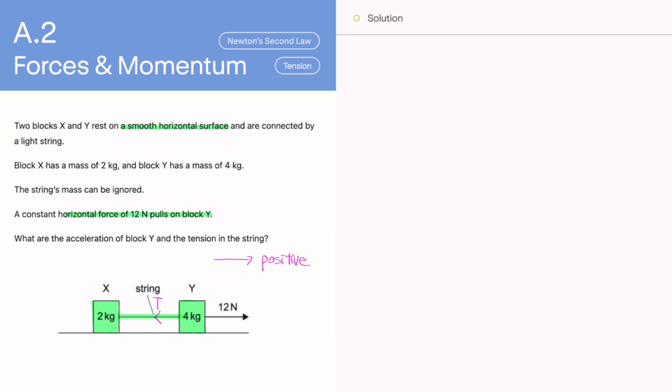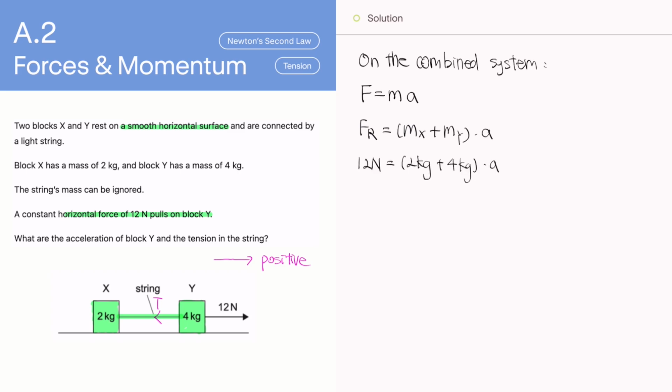Alright, let's move on to the solution part. For the combined system, apply Newton's second law equation, F equals ma. It's always a good habit to write down the equation before going further into details. Then let's manipulate the equation. The resultant force on the combined system equals the mass of both x and y times their acceleration. Plug in numbers, and we get a equals 2 meters per second squared.